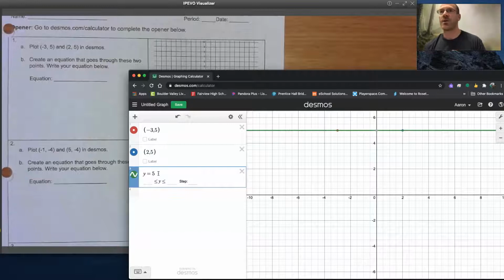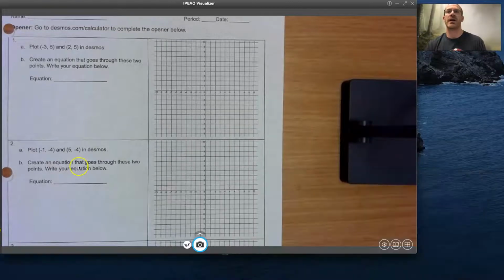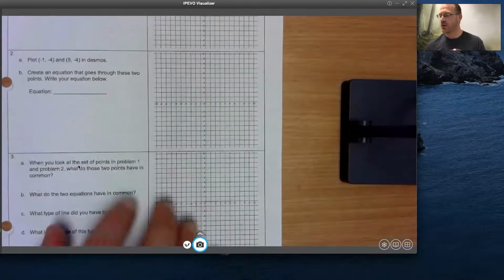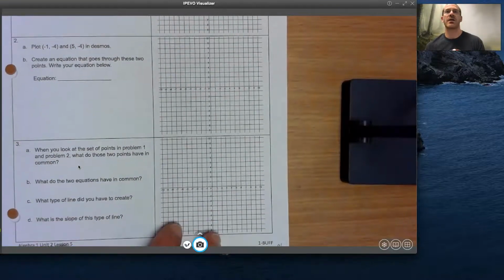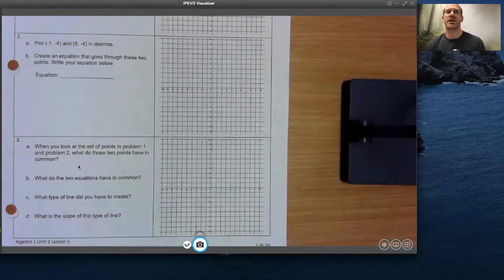So that's really what we want you to do, is try to figure out what that looks like. So what I'd like you to do now is go ahead and pause the video, and then try to do problems 2 and 3 here, and we'll see how you do. So go ahead and pause the video, turn it back on, and we'll go through those problems together.